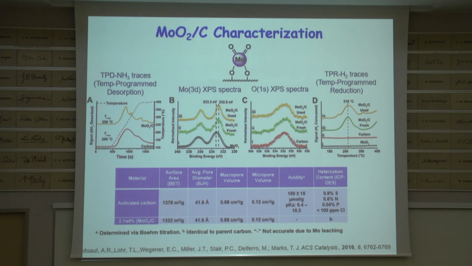Temperature programmed hydrogenation: you basically pass hydrogen over it, ramp the temperature, and then look for where it exotherms. No one has ever made a molybdenum oxo complex on any support that exothermed at such a low temperature, and it looks like it's approximately 50% of the molybdenum sites. What you can't do is take an IR, because this carbon is black.